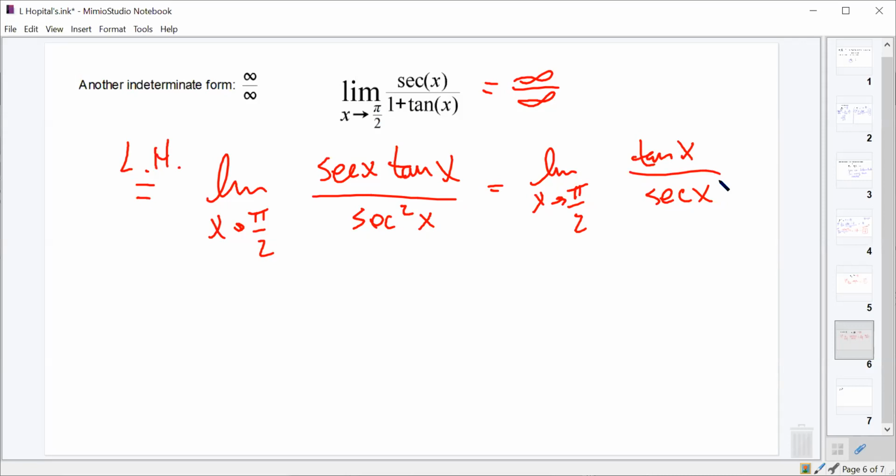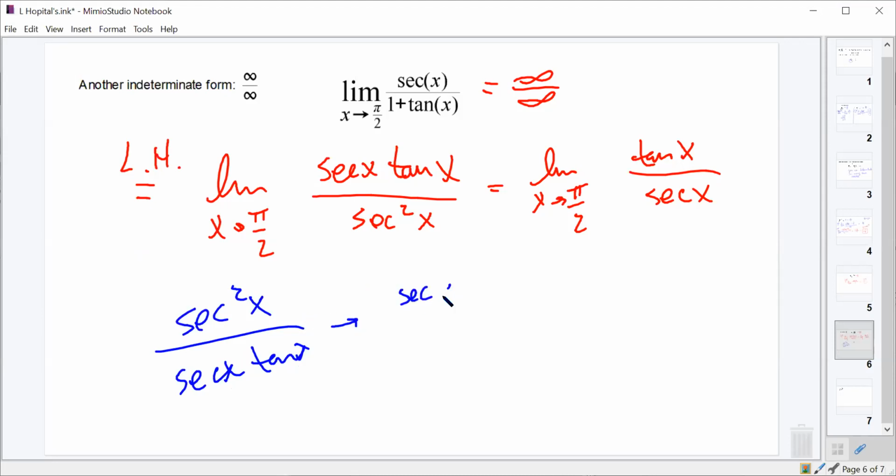So what do you think we should do? Apply it again. All right, you guys want to go again. So let's do that. So what is that going to become? It's going to become secant squared over secant x tangent x, right? Well, what's going to happen? I can cancel the secants, and that's going to be secant x over tangent x, isn't it?